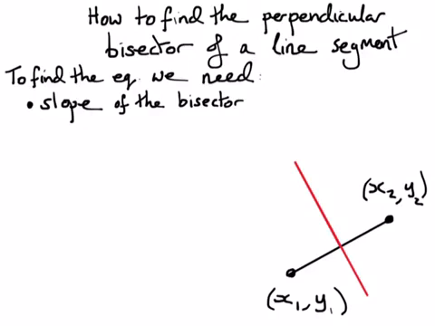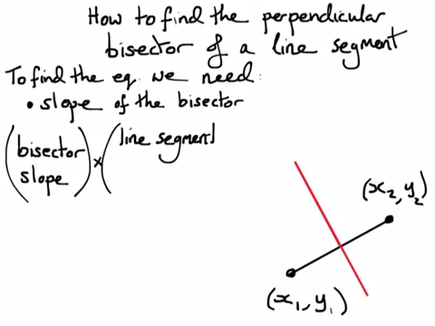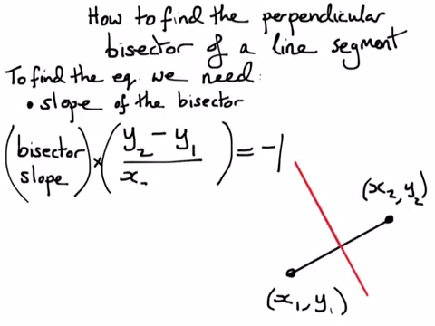So let's think about its slope first of all. Now we know that it's perpendicular to the line segment, so when we take the slope of the bisector and we multiply it by the slope of the line segment, we should get negative 1. Okay, now I know the slope of the segment, right? It's the difference in the y values over the difference in the x values. Rise over run. So look at this. We've now got this little equation going.